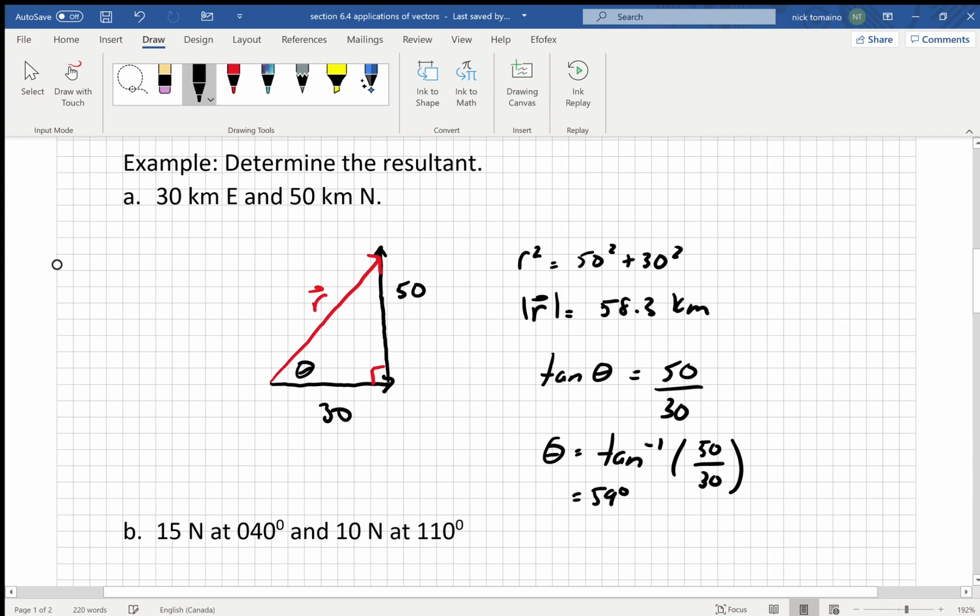Okay, and what we want to state here is we state it like one of two ways. You can say like north of east or east of north, depending on what it is. So in this case right here, the 59 is there, so that's north of east. So it's 59 degrees north of the east line. Okay, so remember our resultant must have a magnitude and a direction.